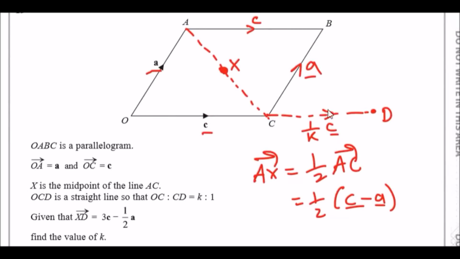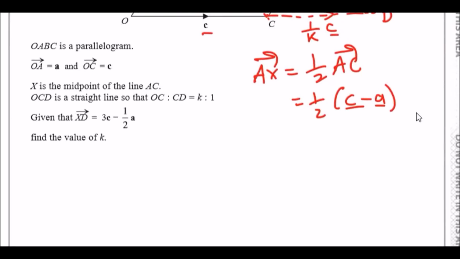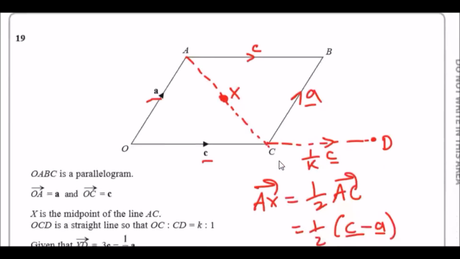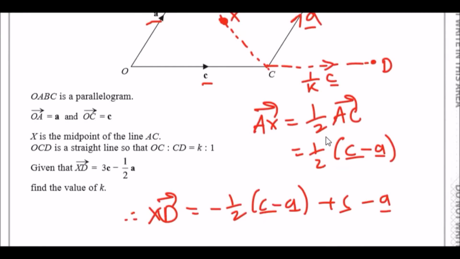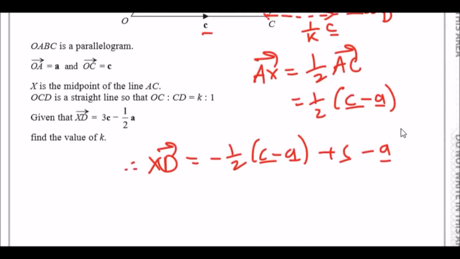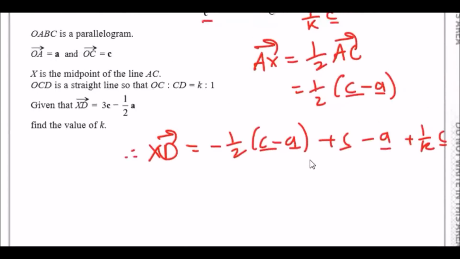Now, what is the point of that? We can use this to get to D. So let's go from X to A, to B, B to C, and D. Let's travel all the way around to get to D. So X to D is going to be from X to A. We know it's half of c minus a, so it would just be the negative version: minus half times c minus a. This is the opposite side. Plus c minus a, and then plus 1/k of c. And now we just tidy up.